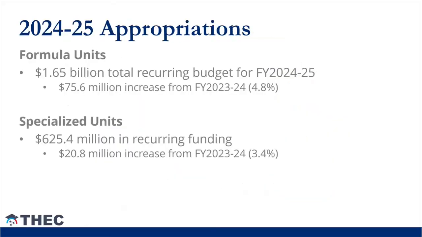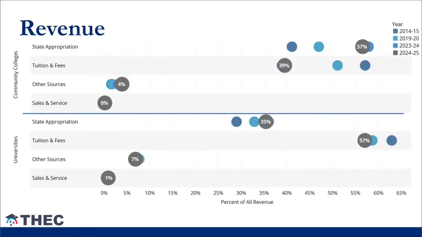I'll give a quick overview of some of the things that we've seen in the budget for this year. So for our formula units, we have $75.6 million in new recurring money. From the prior year, that's about a 4.8% increase. Much of that money is in formula and outcomes. There's about $15 million in insurance in there, as well as some money for TCAT Stanton operating dollars. At our specialized units, we have just shy of $21 million, an increase of 3.4%. Again, most of that money is going to be in salary and operating.